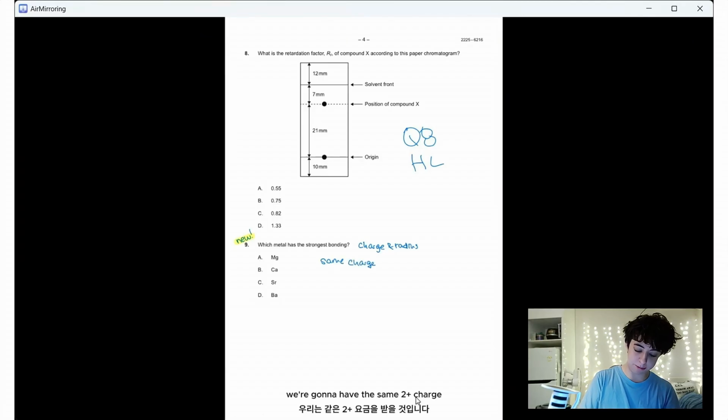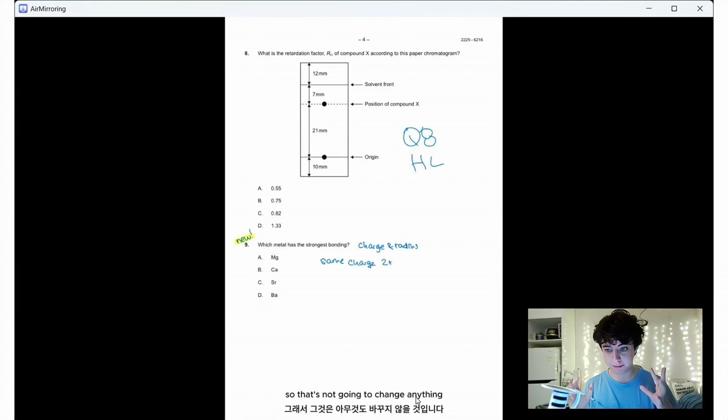They're going to have the same 2+ charge, so that's not going to change anything. They all have that same thing. So we're going to look at the radius. All the periodic trends. So here's how I remember the periodic trends.